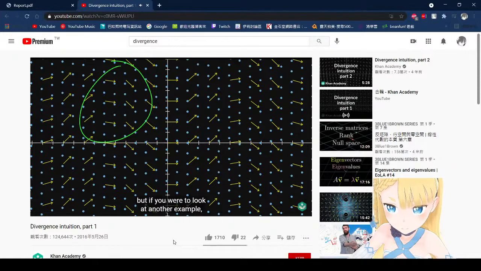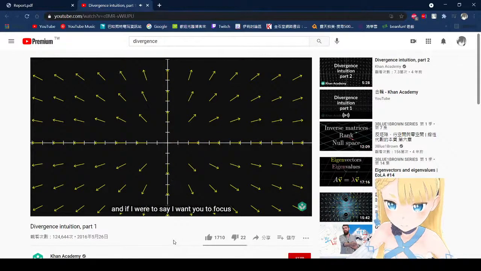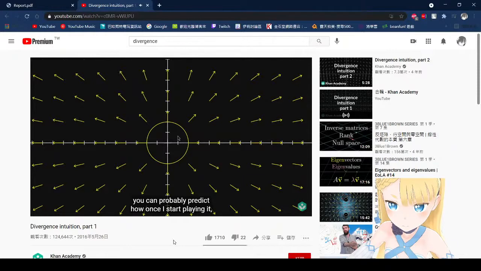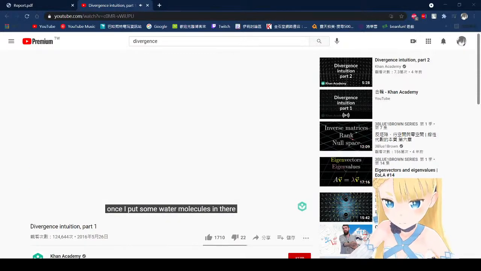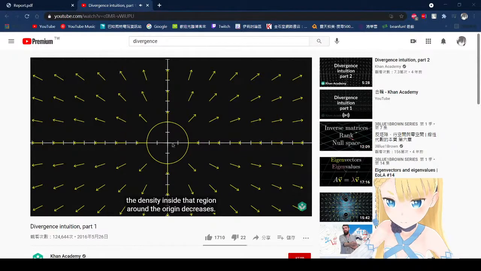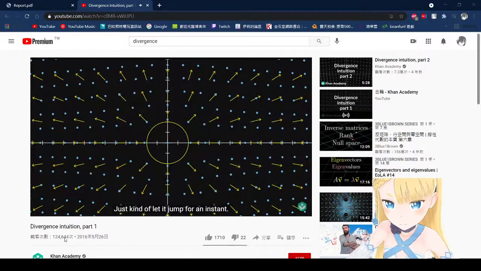But if you were to look at another example, like a guy that looks like this, and if I were to say, I want you to focus on what happens around the origin, in that little region around the origin, you can probably predict how once I start playing it, once I put some water molecules in there and let them flow along the vectors, the density inside that region around the origin decreases. So we put a whole bunch of vectors there, and I'll just play it for a quick instant. And one thing that characterizes this field around the origin is that decrease in density.